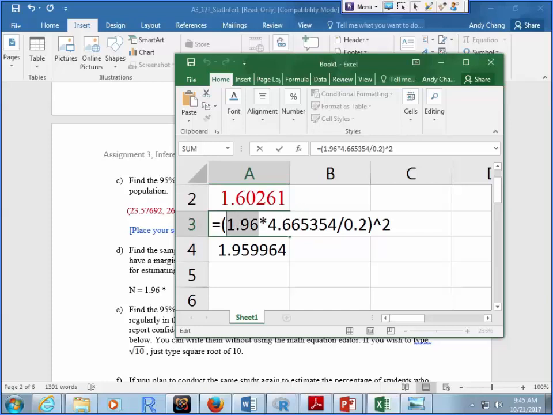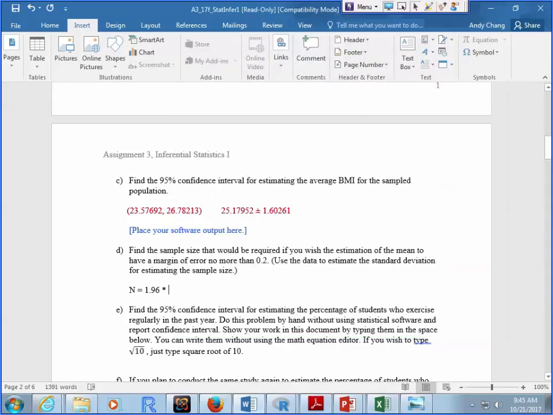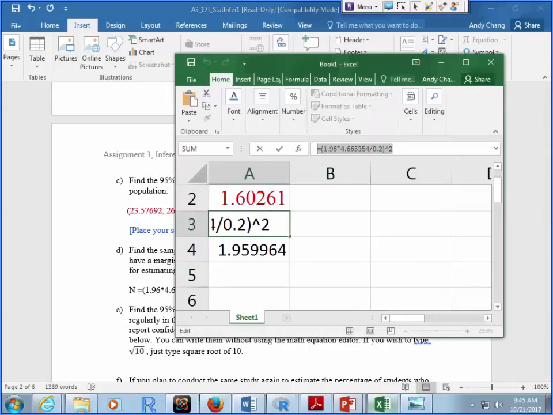Okay, so you have that z-score, z alpha over 2, and then the standard deviation. Then the margin of error. So the z-score times standard deviation divided by margin of error, and this whole thing is squared, and you get the sample size, 29. Let me copy this here too, so that I don't have to type it again. Maybe I will just make this an exponent. And this should be, what was it?